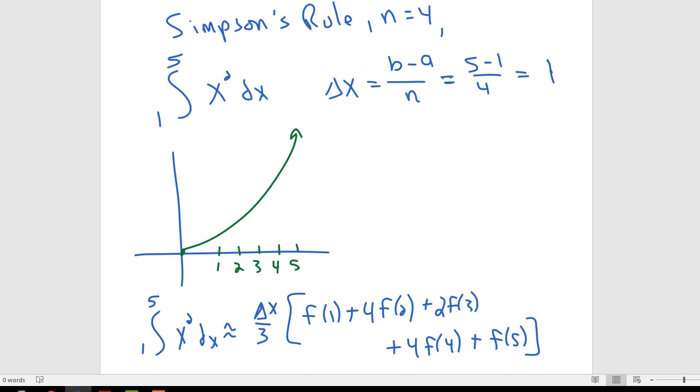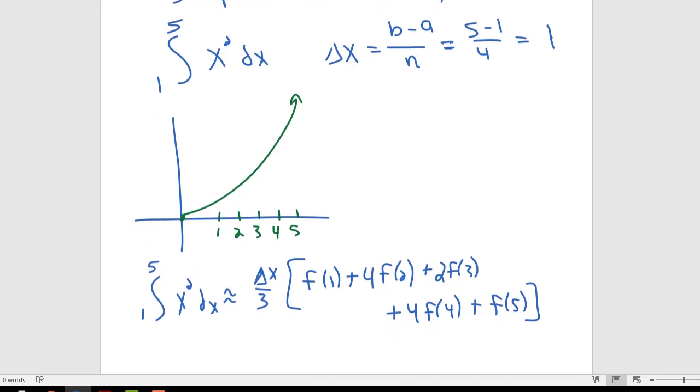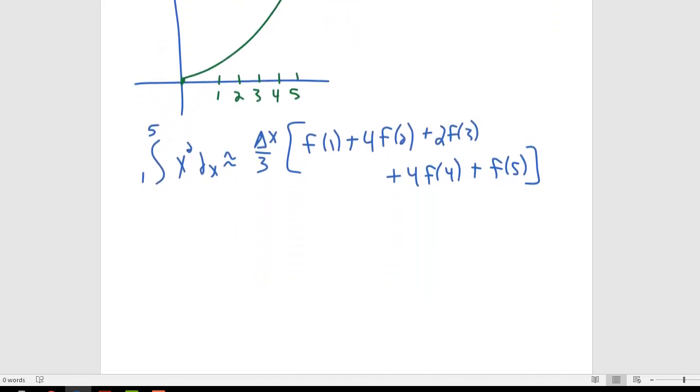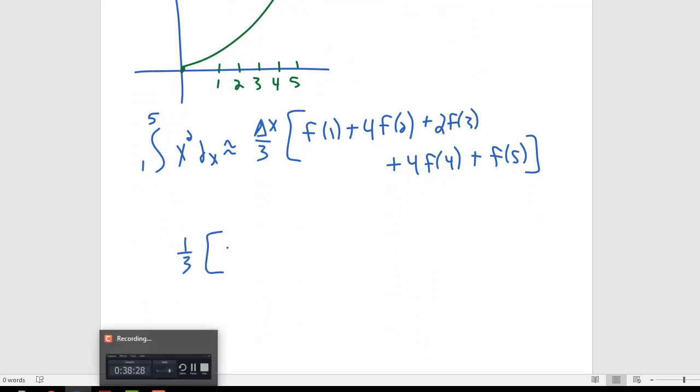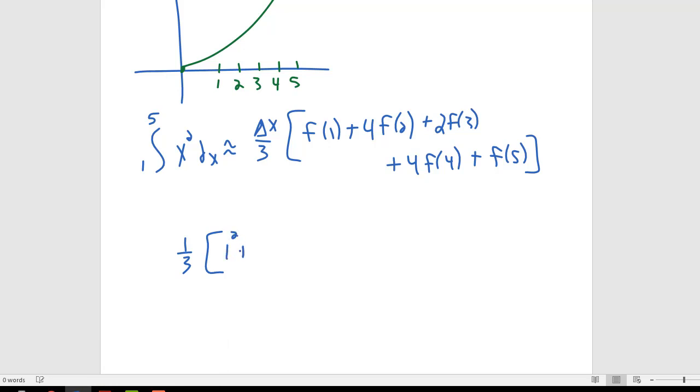Now again, remember, for this particular example, my delta x was 1. So I have 1/3. And then technically I'm going to have the function value at 1, 4 times the function value at 2, 2 times the function value at 3, 4 times the function value at 4, and then just the last function value. So again, I'm not going to plug all of that into my calculator.